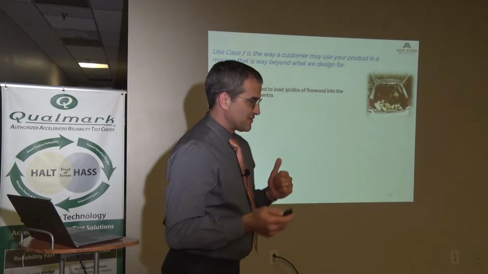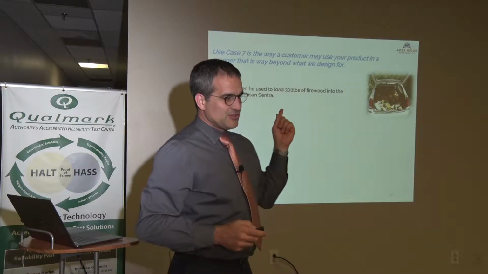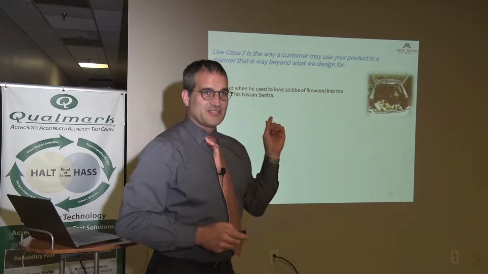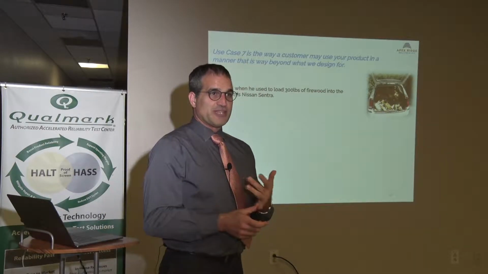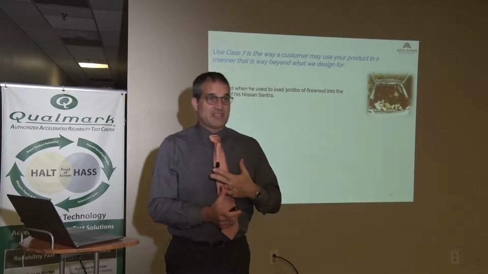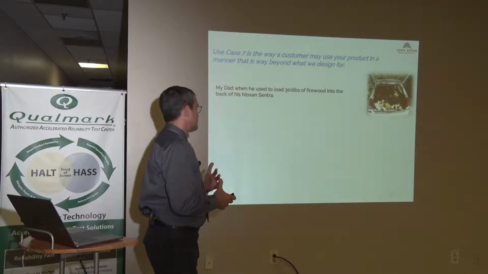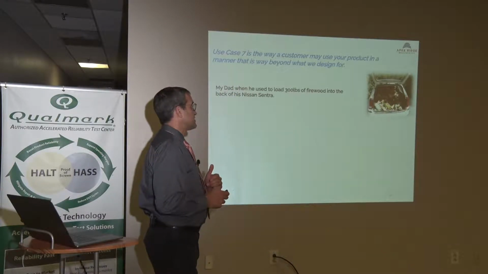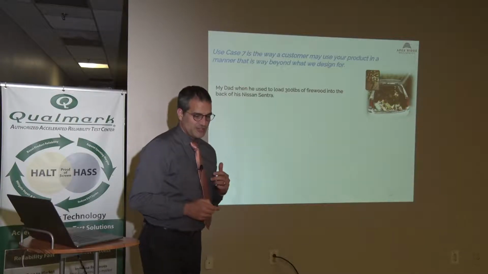So here's some examples that are personal to me. My dad used to load a lot of firewood in his Nissan Sentra. Now, he would have his brakes and shocks wear out and suspension faster than the average Nissan Sentra owner. For whatever reason, he chose not to purchase a truck. That is clearly use case 7.